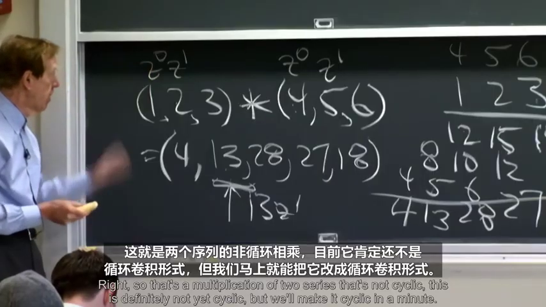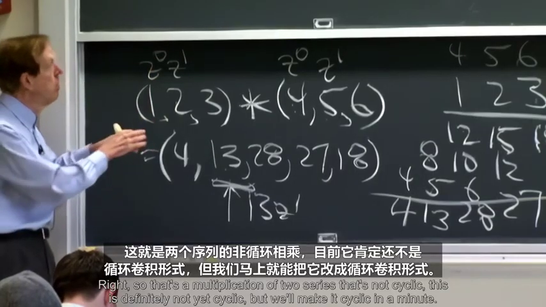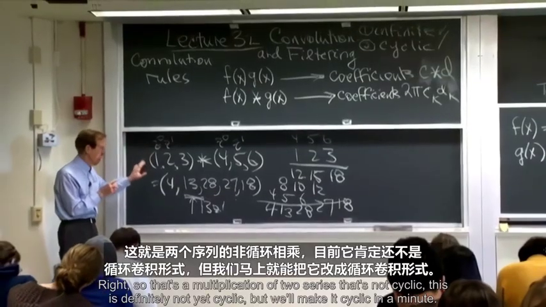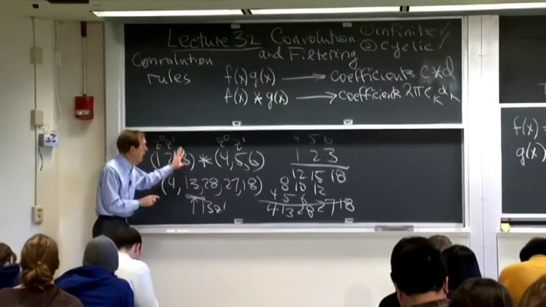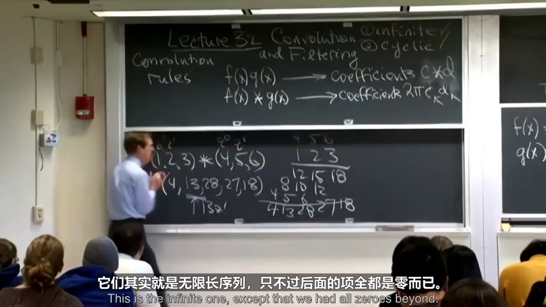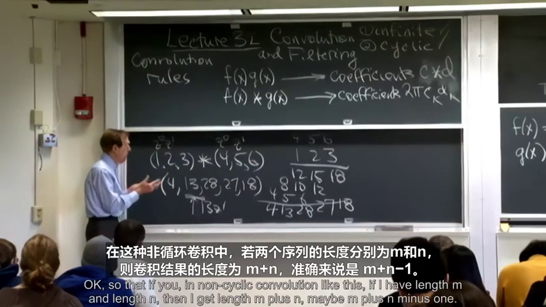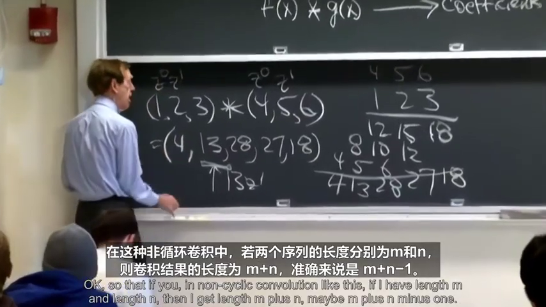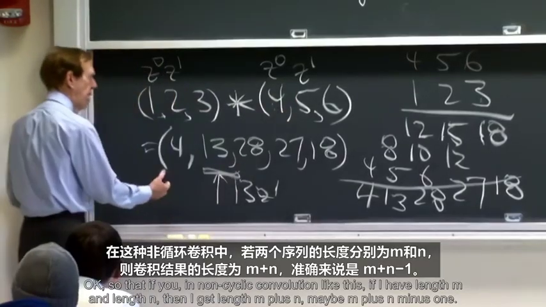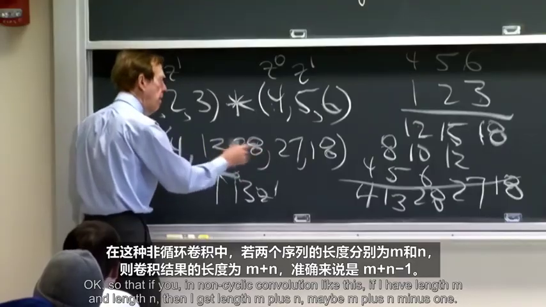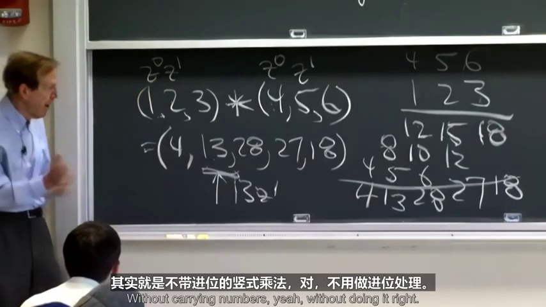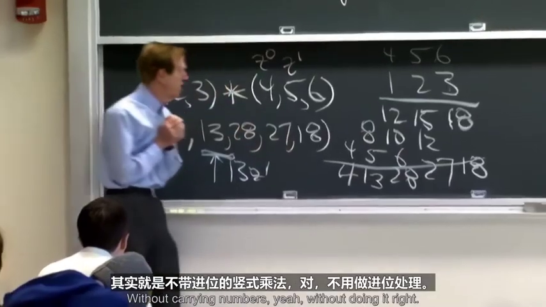So that's a multiplication of 2 series that's not cyclic. This is definitely not yet cyclic, but we'll make it cyclic in a minute. This is the infinite one, except that we had all zeros beyond. In non-cyclic convolution like this, if I have length m and length n, then I get length m plus n, maybe m plus n minus 1. So that's convolution, without carrying numbers.